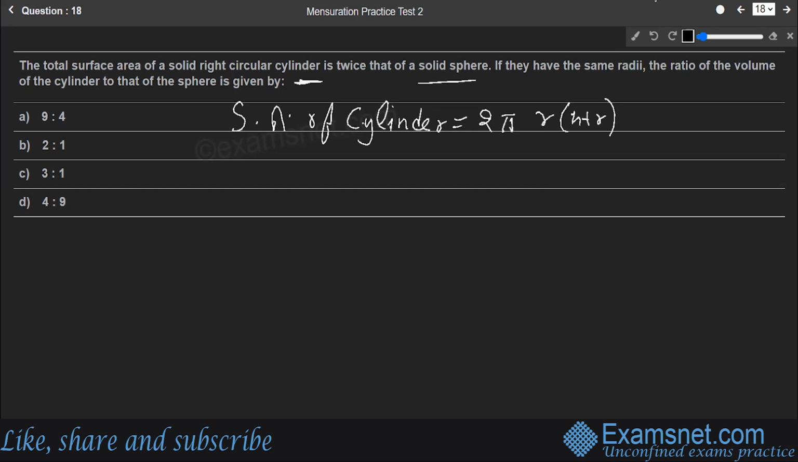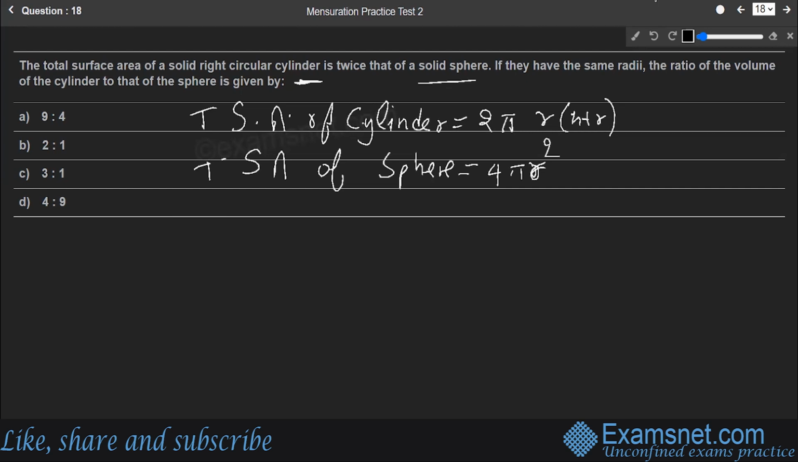The total surface area of the solid sphere. Total surface area of the sphere is given by 4 pi r square. So these are the two things that we know. Then it is said that they have the same radius, so the radius of both the objects is the same, so r can be treated as it is. So we have to calculate the ratio of the volume of those two particular objects.